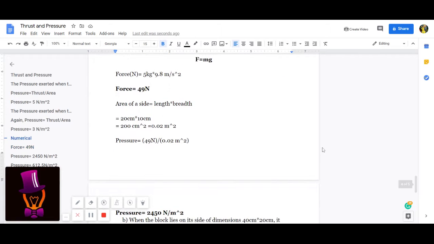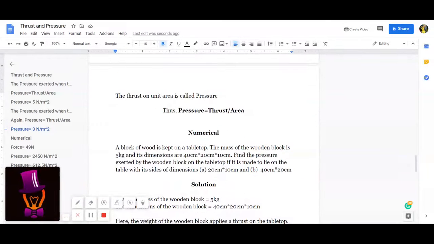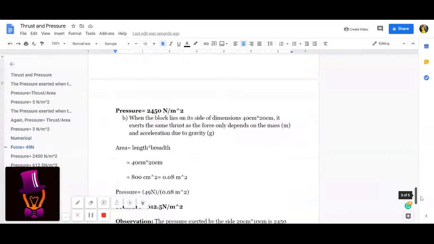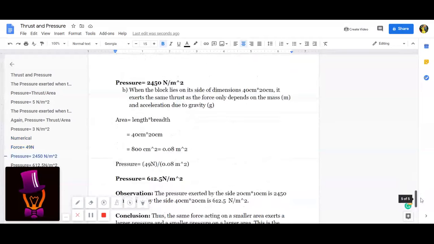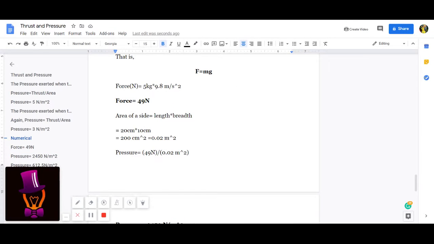Area of a side is equal to length into breadth. So therefore, for the first one, they have given dimensions as 20 cm and 10 cm. Those are only the length and the breadth. So length into breadth, which is 20 cm into 10 cm, is equal to 200 centimeter square. Note that centimeter square is not the SI unit of area, so it should be converted into meter square. So therefore, 200 centimeter square becomes 0.02 meter square.